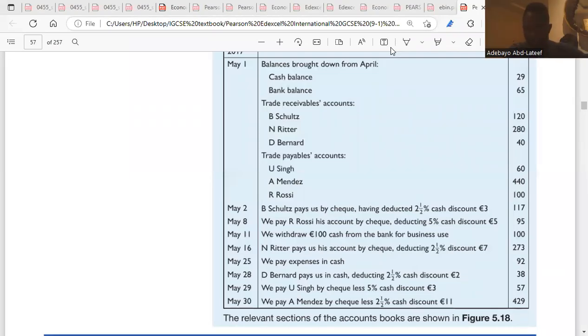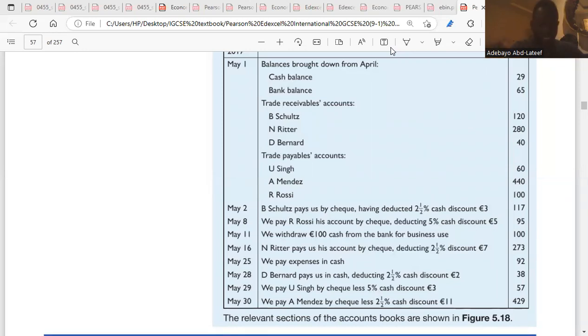Here we have items from the book of accounts of an individual. We have the balance brought down from April, which is the cash balance and the bank balance. Balance brought down is the amount of money left from the previous month till now. April was the last accounting month. Now it's May, so the balance carried down will become the balance brought forward now. That's how we got our balance brought down.